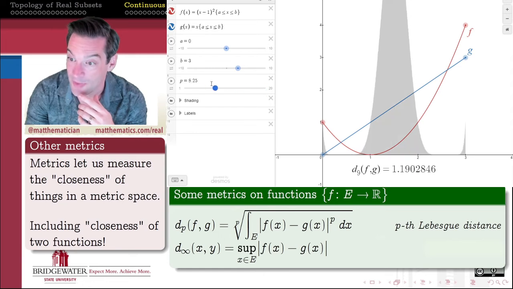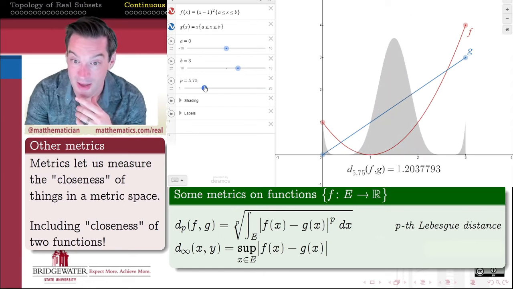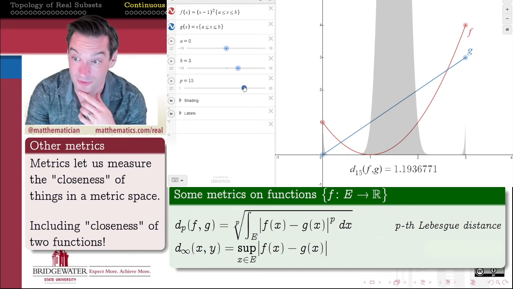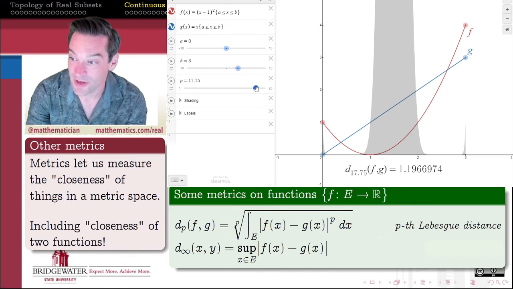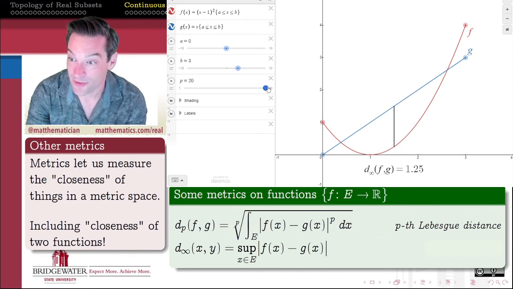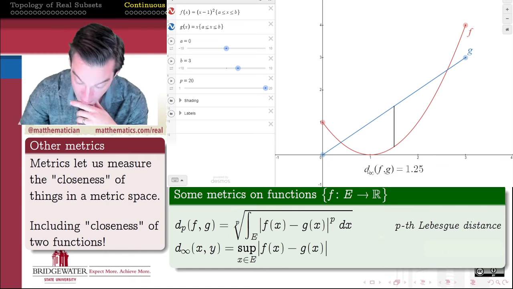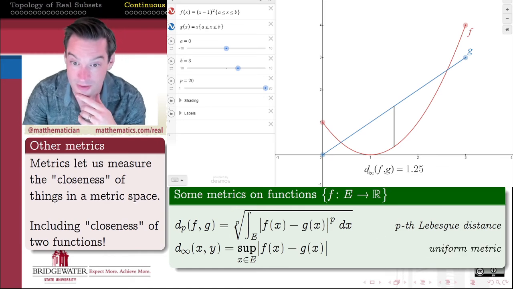So we had a bunch of these integral Lebesgue metrics, and then as it turns out, which we won't prove, but you are certainly welcome to look up a proof of this, that as p tends to infinity, the values of these Lebesgue metrics are going to approach this infinity metric, this uniform metric, which is the largest vertical distance between my two graphs that I can find at any point.